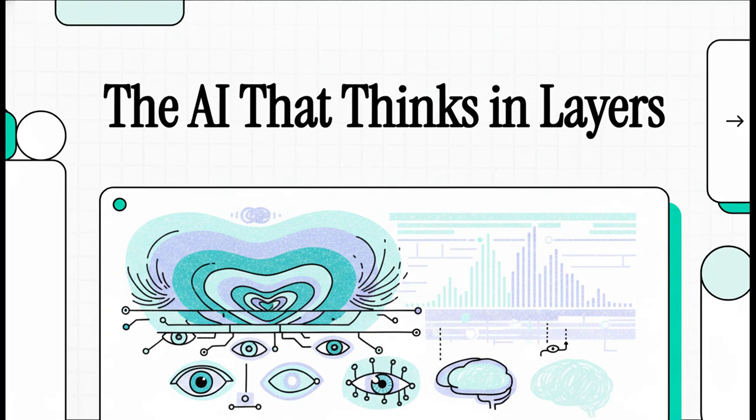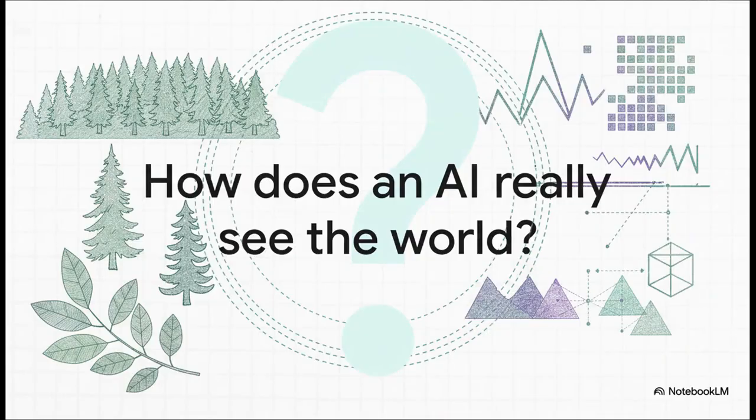What if an AI could see the world not just as a flat picture, but with layers of understanding, just like we do? Well, today we're diving into a really cool breakthrough that's making that a reality. Think about it. When you look at a picture of a forest, you see the whole scene, right? But you can also zoom in with your mind and focus on one tree, or even the tiny texture of a single leaf. So what about an AI?